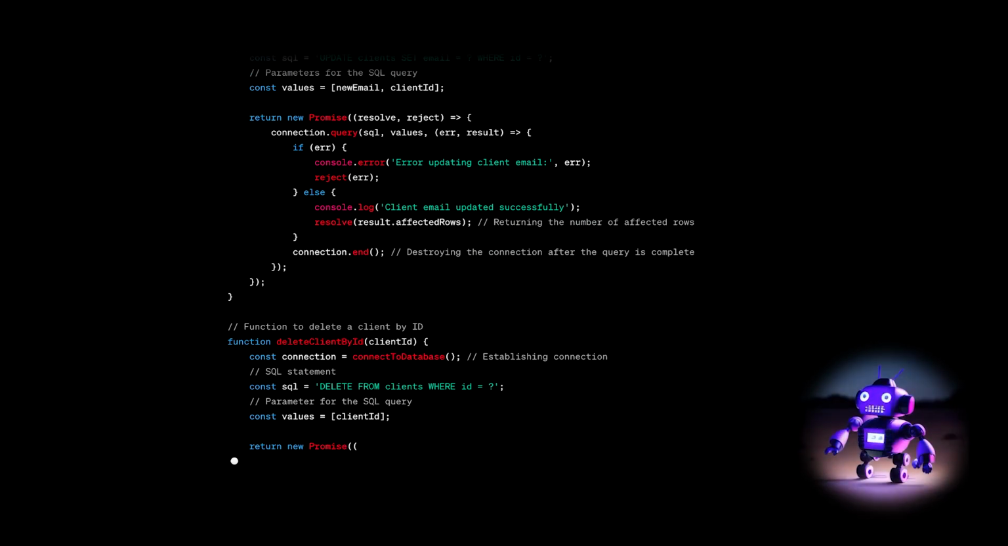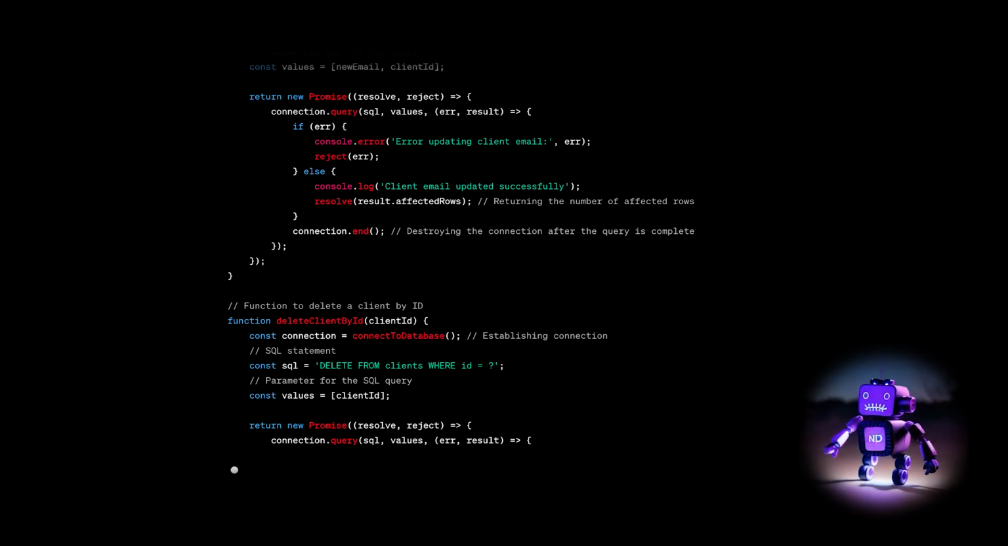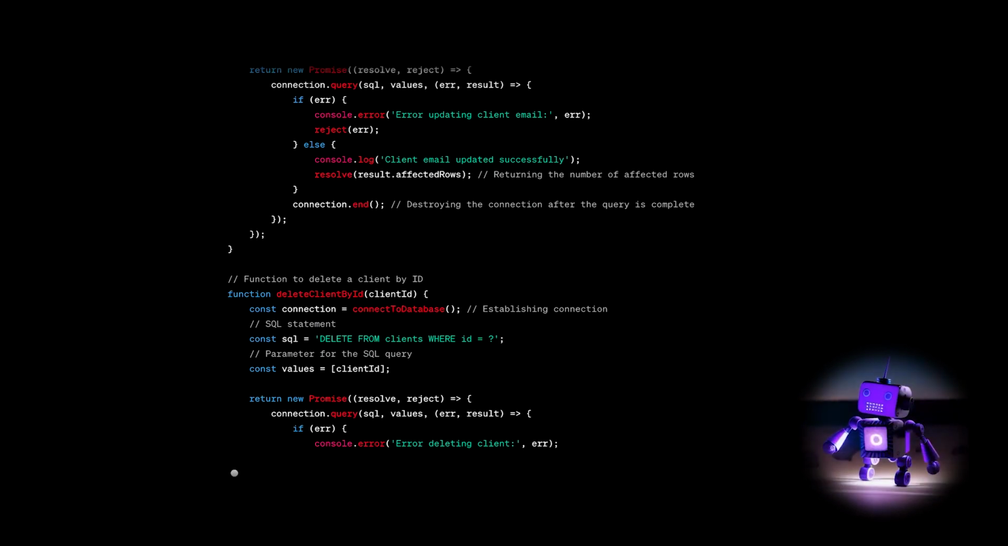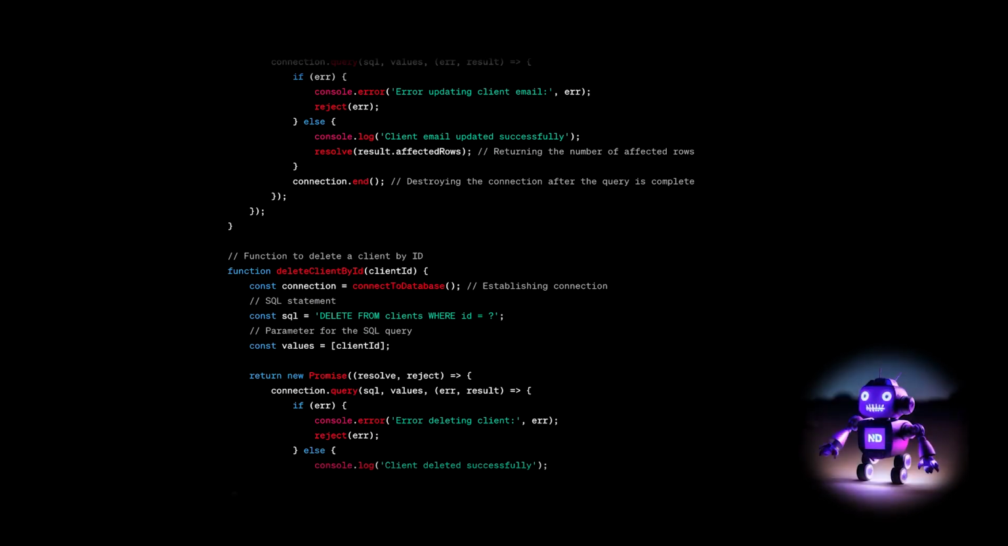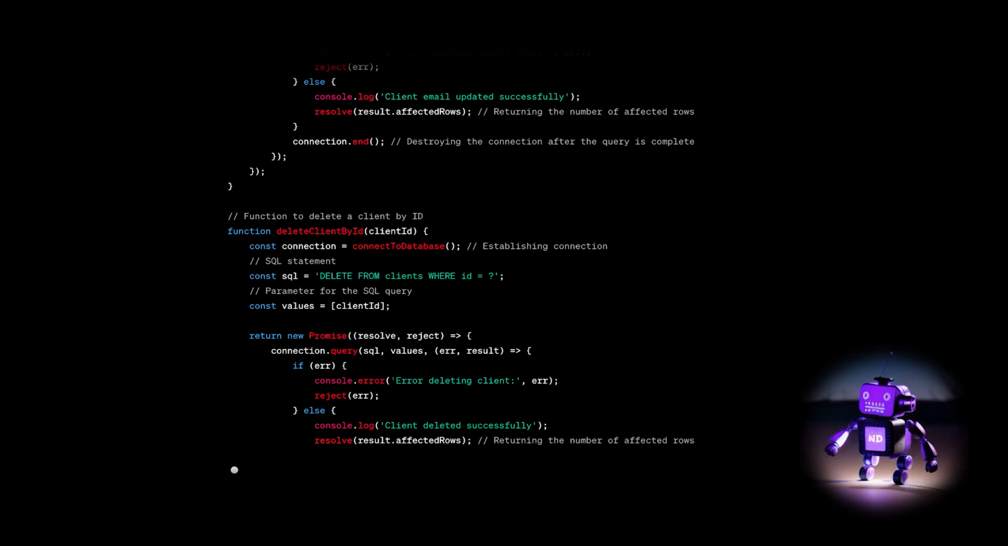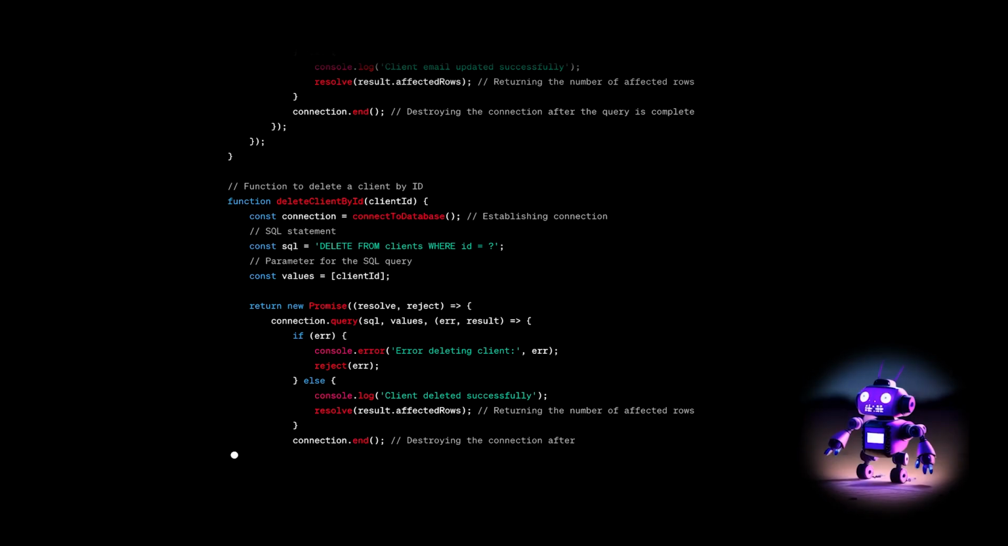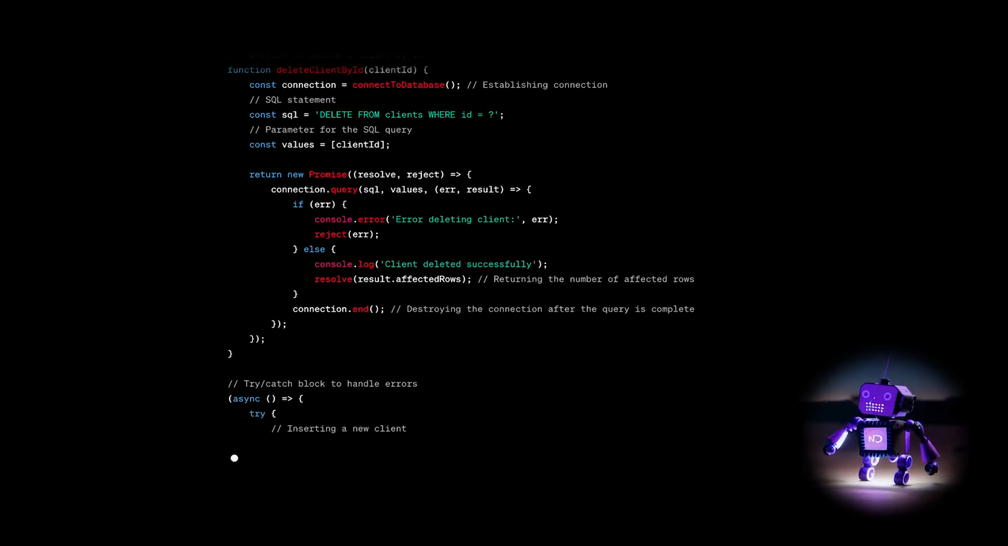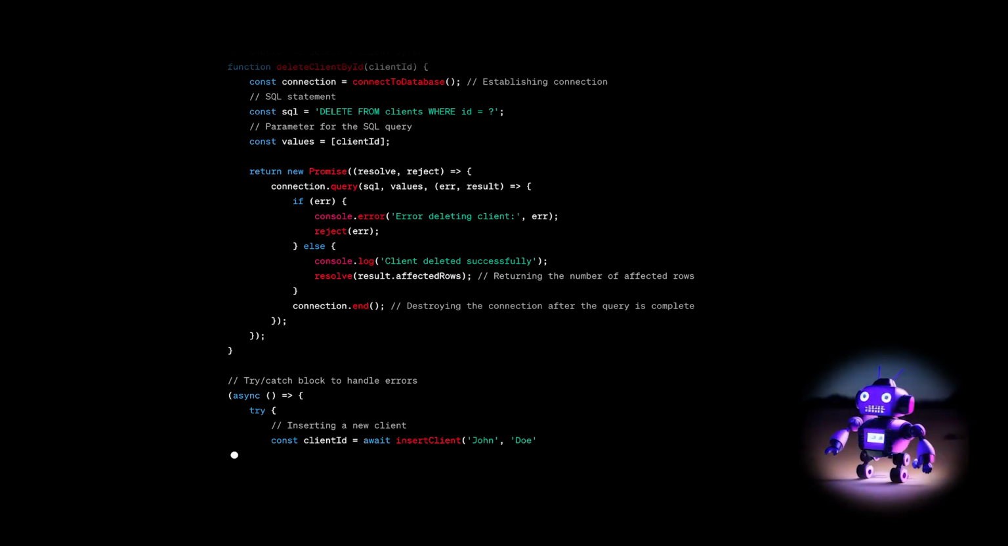Lastly, we have the deleteClientById function, which deletes a client record from the database based on the provided client ID. Similar to previous functions, it constructs an SQL delete query to remove the client record from the client's table. After executing the query, the function returns the number of affected rows.